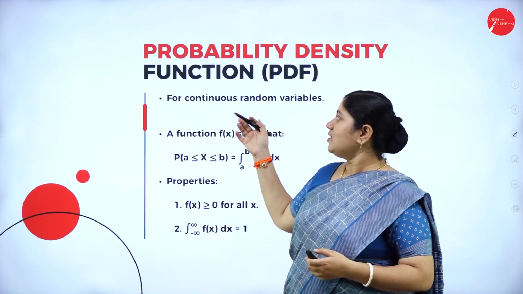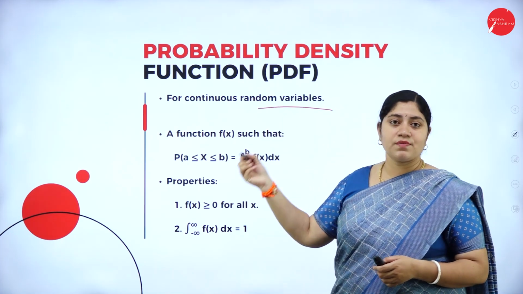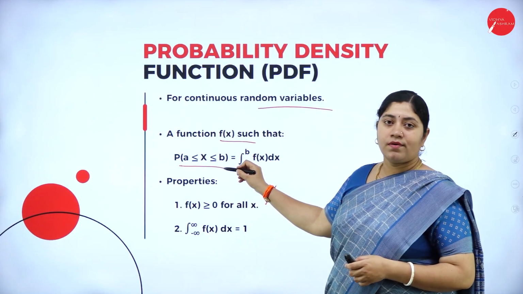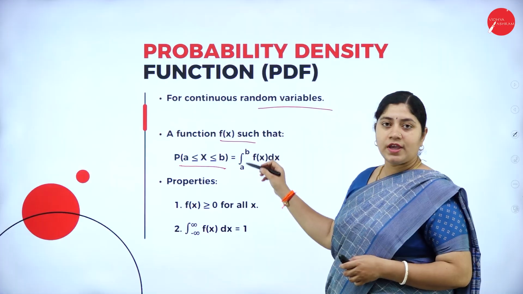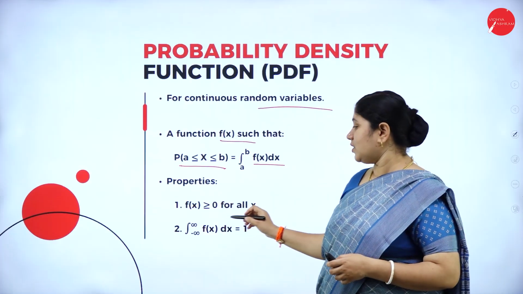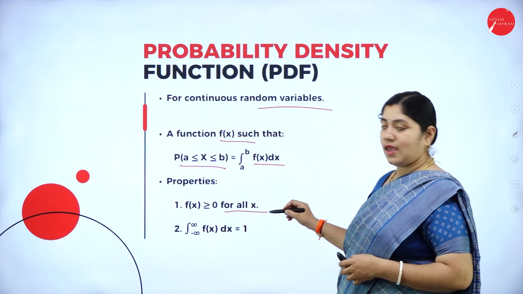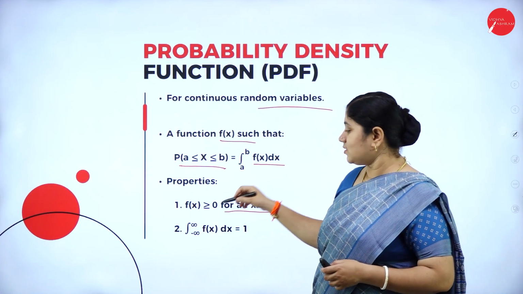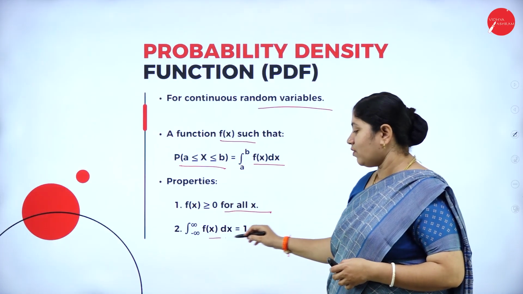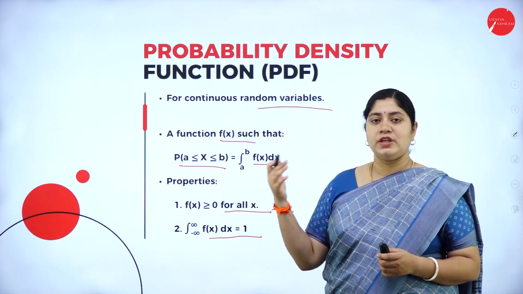Let's move forward and see the properties with respect to this. For continuous random variables, we can define a function f of x ranging from a to b, followed by the integral from a to b of f of x dx. The first property is that f of x is greater than or equal to 0 for all x. The second property is that the integral from minus infinity to plus infinity of f of x dx equals 1. So these are the basic properties of the PDF function.